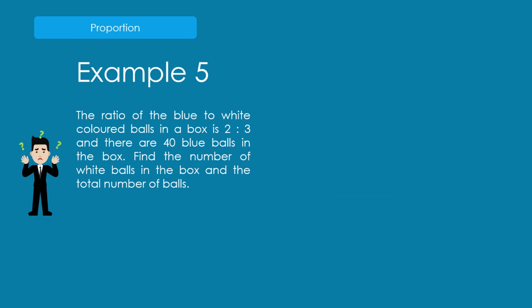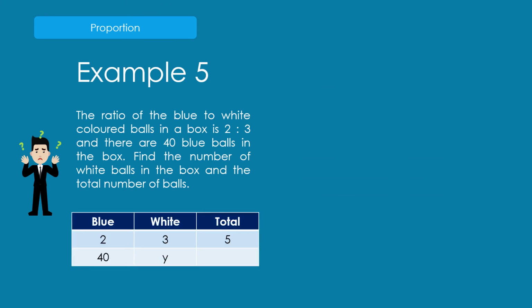Let's move on to example 5. The ratio of the blue to white colored balls in a box is 2 to 3 and there are 40 blue balls in the box. Find the number of white balls in the box and the total number of balls. Based on this question, the ratio of blue to white is 2 to 3, so the total of ratio is equal to 5. Given 40 blue balls.